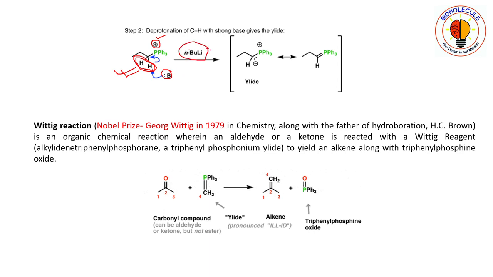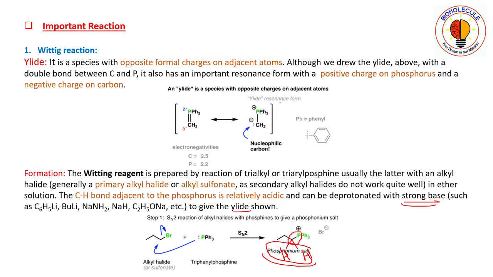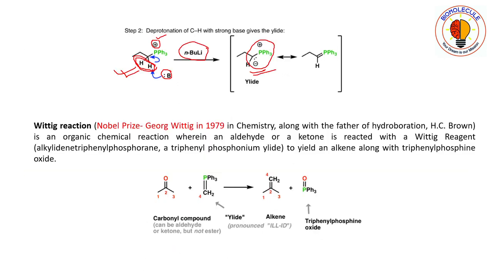We are using butyl lithium. So what it will do, it will abstract a proton, leaving this carbon negatively charged. That is, we are getting one carbanion. Now you can see over here, this is the resonance form of the halide.